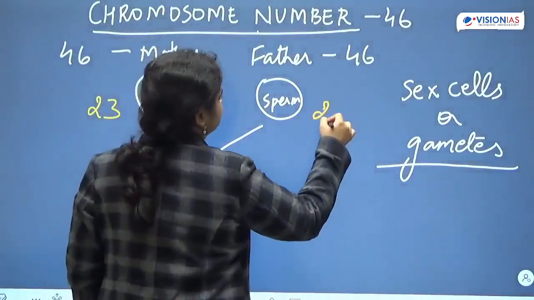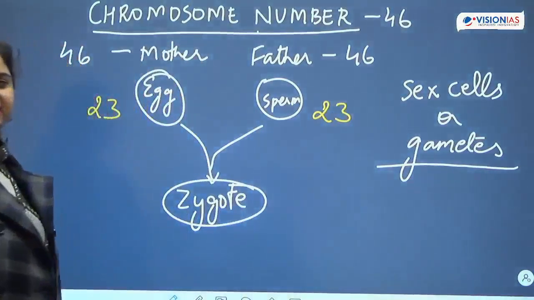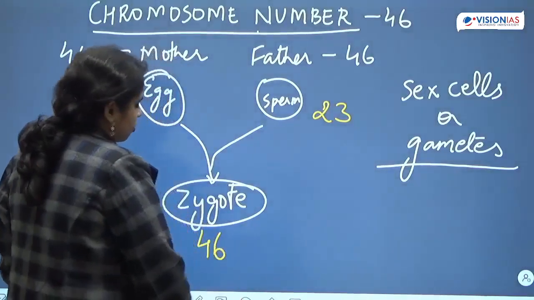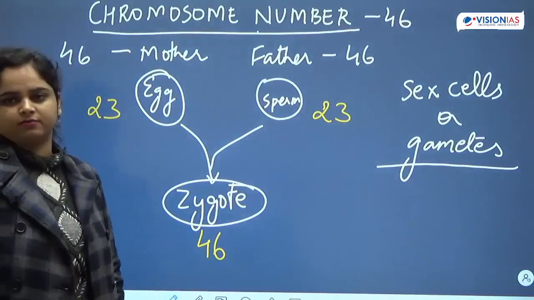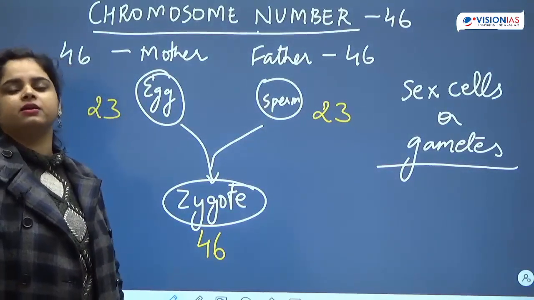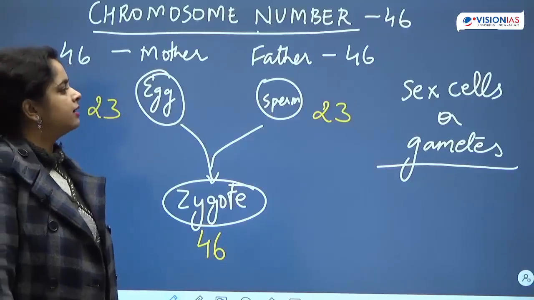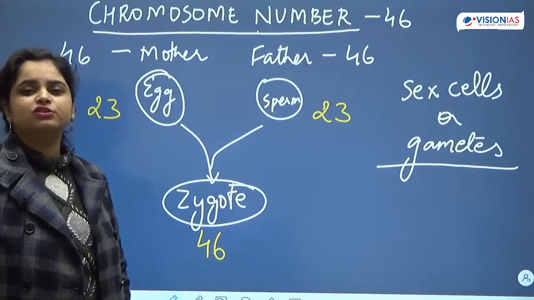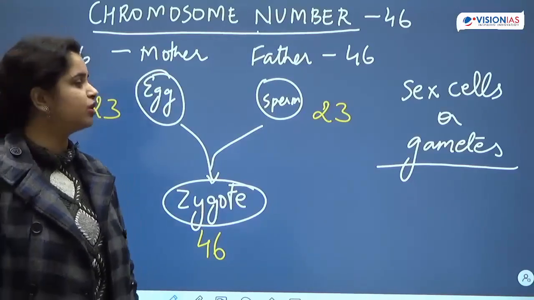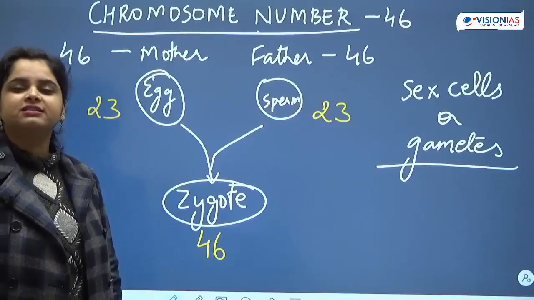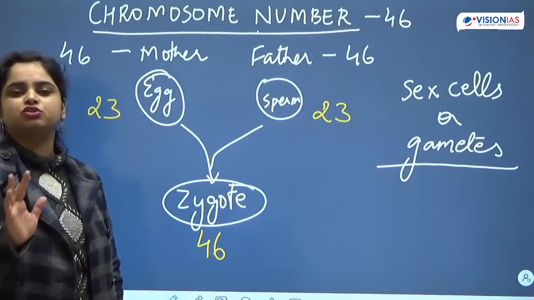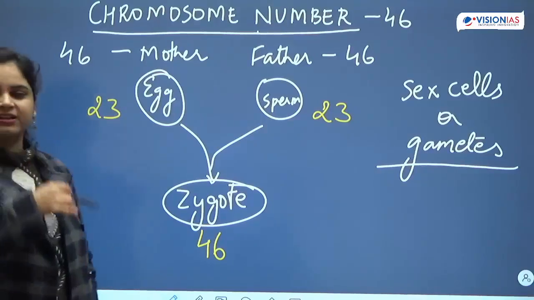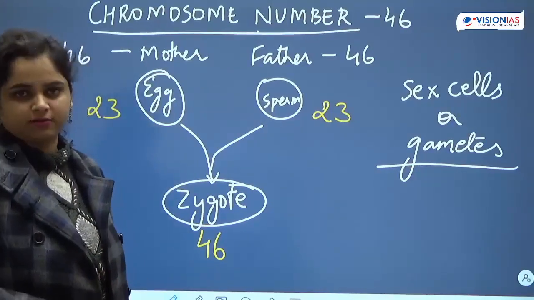So it is 23 in the egg, 23 in the sperm, so that when the zygote is formed, the number 46 is maintained. In order to maintain the chromosome number, the sex cells or gametes are uniquely the only cells in the body which do not have 46 chromosomes. They are the only cells with 23 chromosomes. All other cells have the complete set of 46 chromosomes. This property makes sure that the chromosome number is maintained.